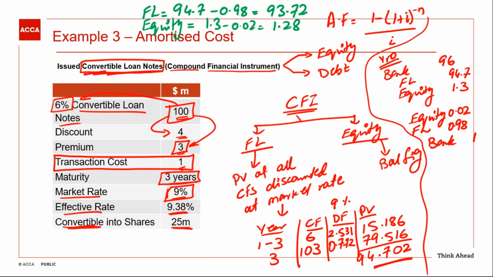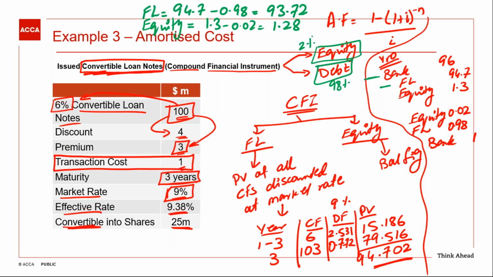Okay, thank you, Rida. Thank you, Tasbiha. Laiba is asking why did we divide 94.7 by 96? Basically, Laiba, we are checking how much the liability is as a percentage of the total. So 94.7 divided by 96 is the liability percentage in the compound financial instrument. So we can say that liabilities is approximately 98% of the compound financial instrument, and equity represents the 2% of the compound financial instrument.